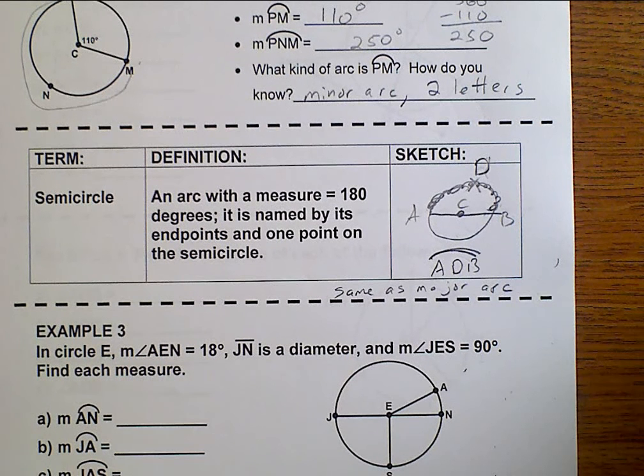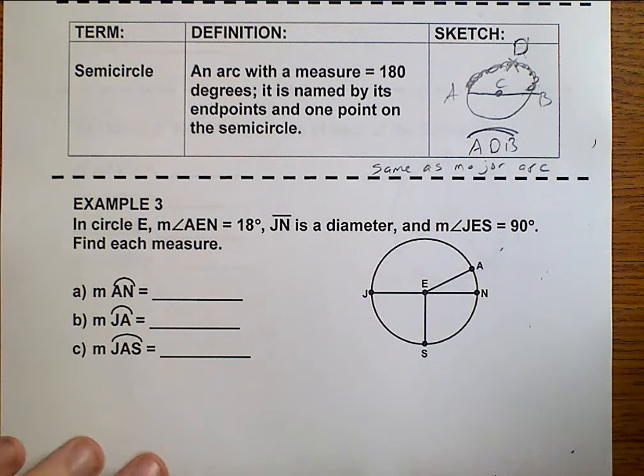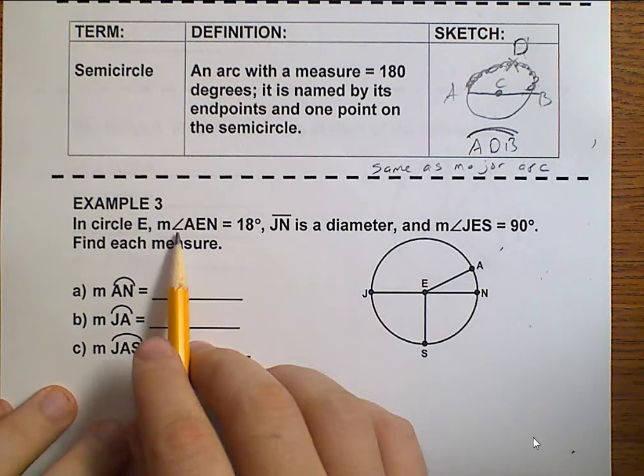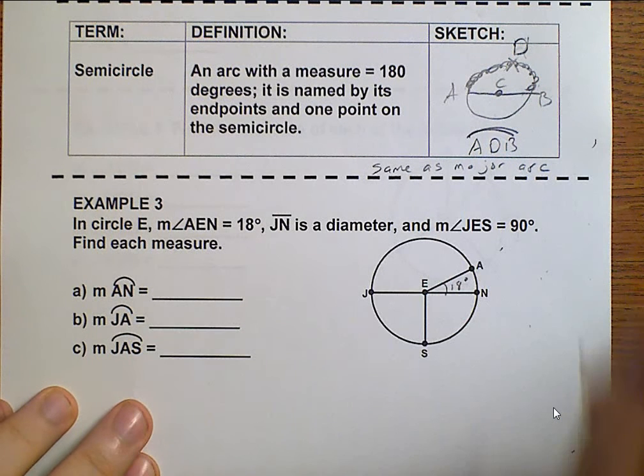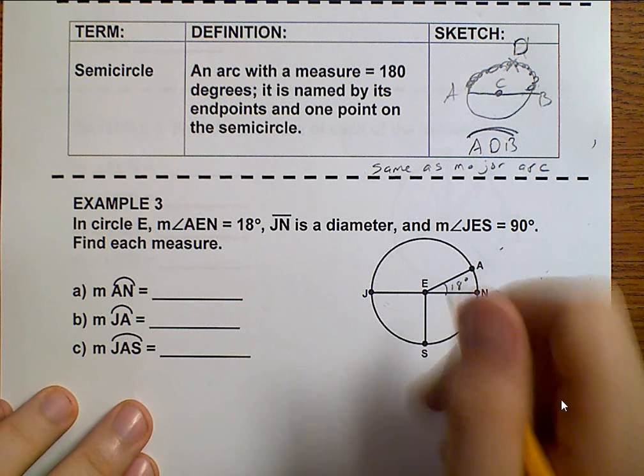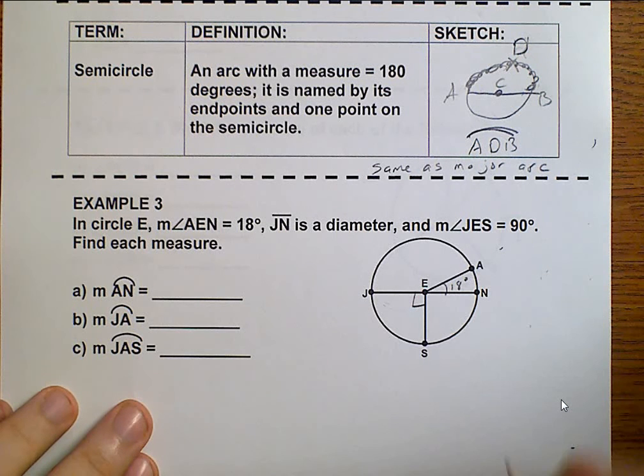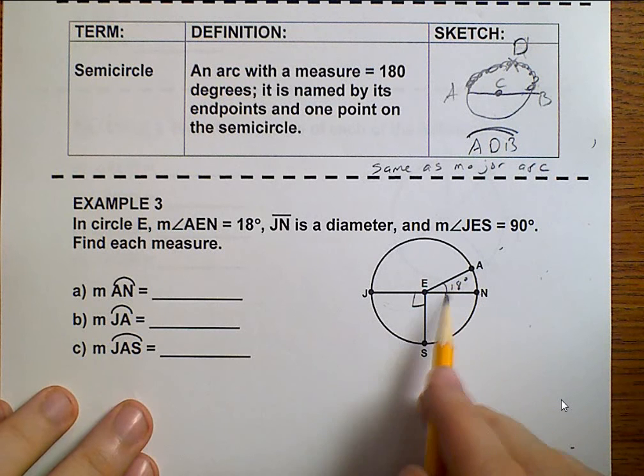All right. Let's take a look at example number 3. We're told that AEN is 18 degrees. JN is a diameter, which means that E is the center. And JES is 90. Well, the arc AN will be the same as the central angle, so it is also 18 degrees.